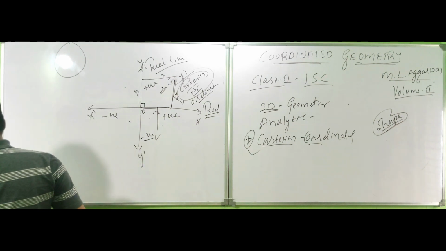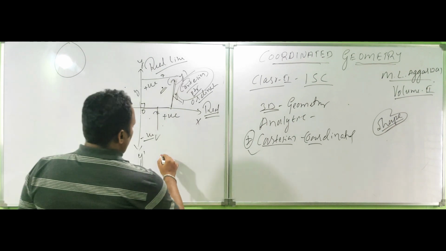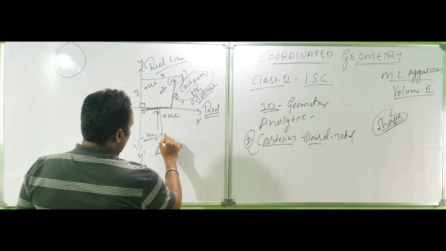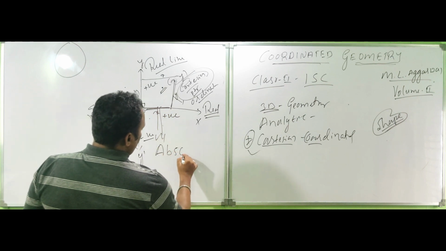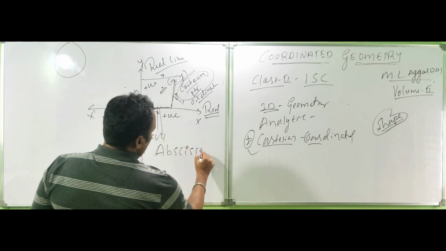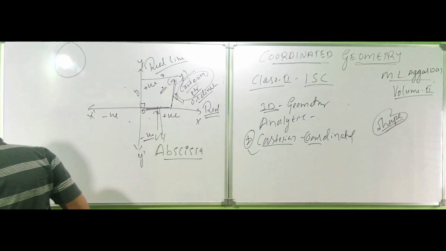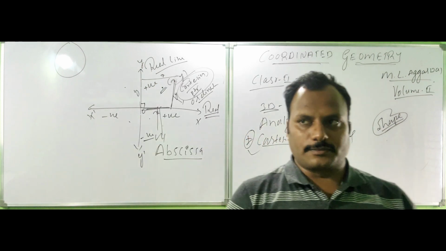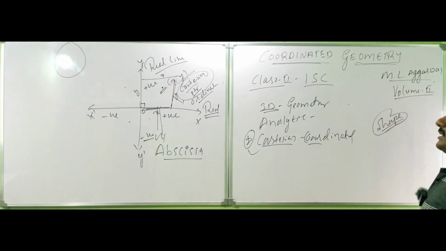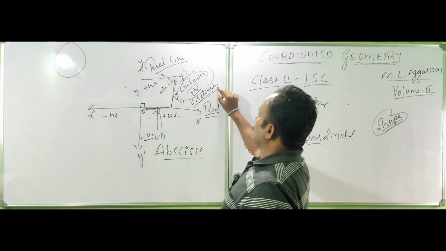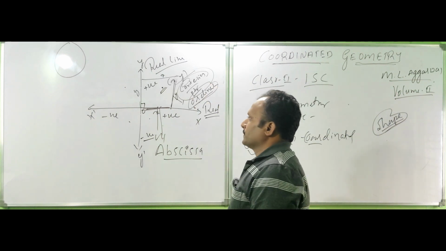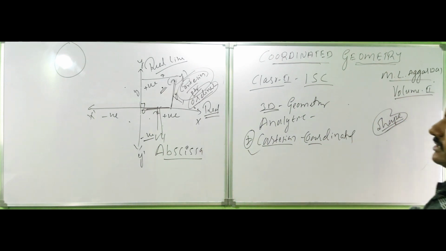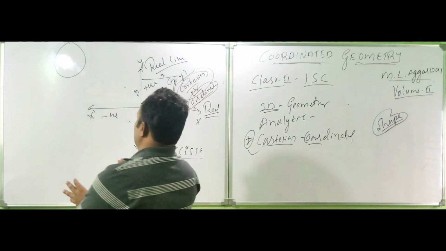The spelling is A-B-S-C-I-S-S-A, abscissa. This line is called the ordinate line and this is called the abscissa. This reference figure is called the coordinates.